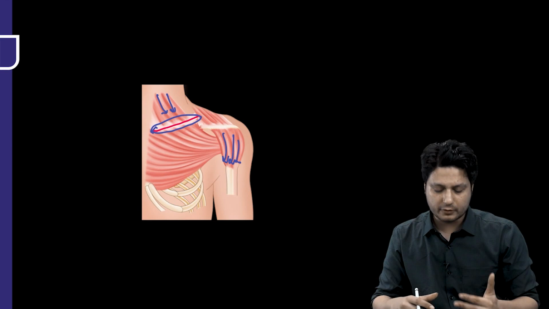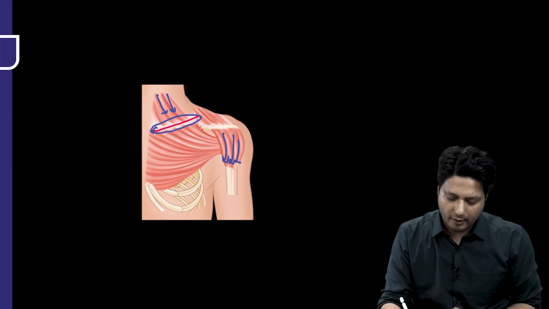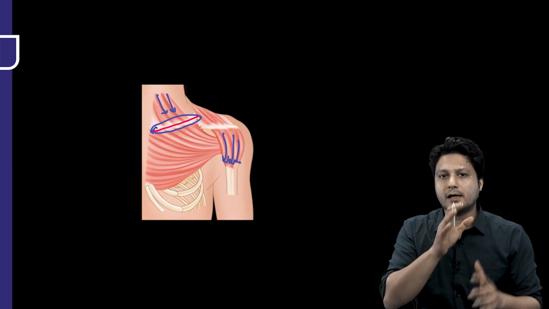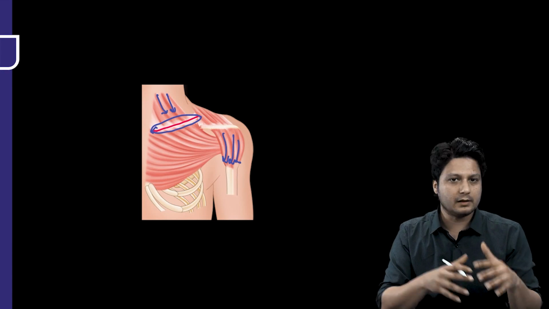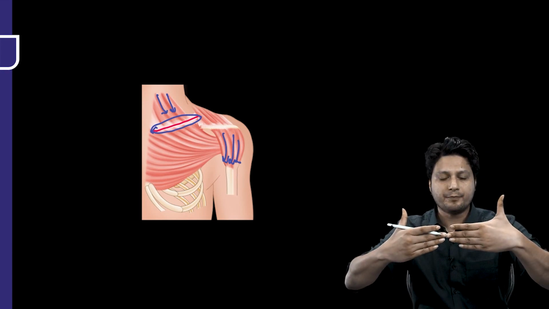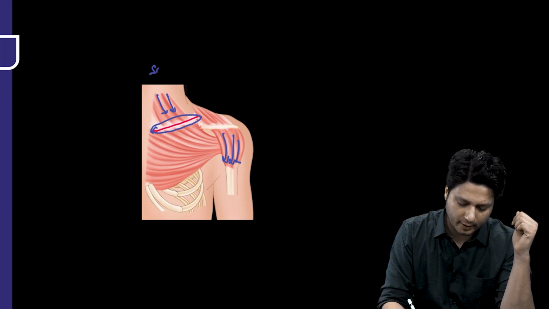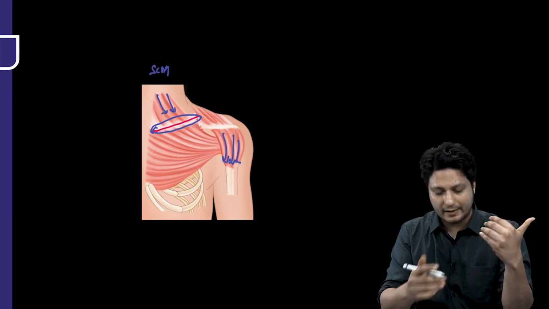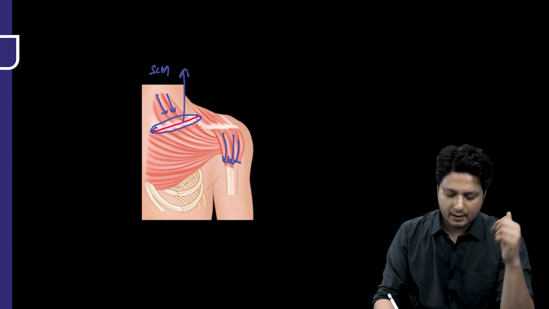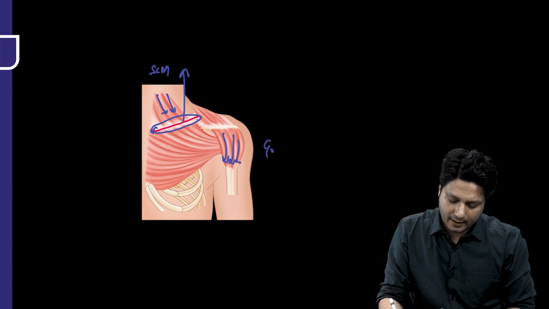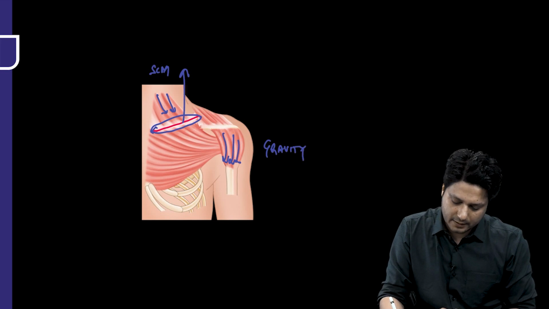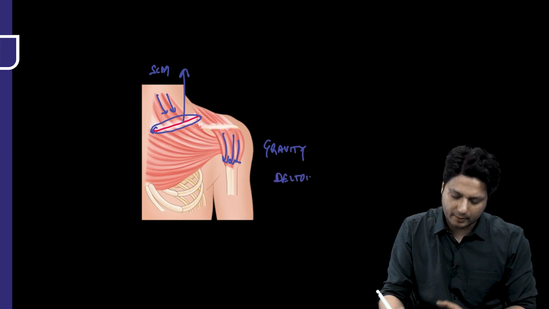Hope you have understood. Because you might be thinking why this junction is particularly affected by fractures of the clavicle. The reason is that we have two sets of muscular attachment. One is the sternocleidomastoid muscle, which is responsible for pulling the fragment up, while gravity as well as the deltoid muscle are responsible for pulling the fragment down.